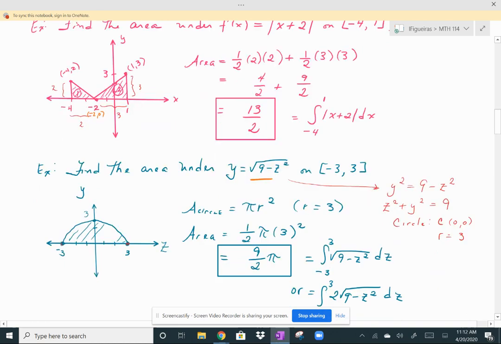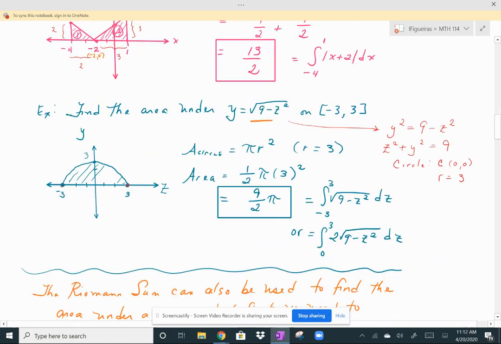And again, in terms of integrals, that means that it's equal to the integral from negative 3 to 3 of the square root of 9 minus z squared dz. But because circles are symmetric, the left side of this circle is the same as the right side of this circle. It represents the first integral, but it also represents the second integral here, which means that it's the integral from 0 to 3, but you double it and you get the same result. You get the same computation.